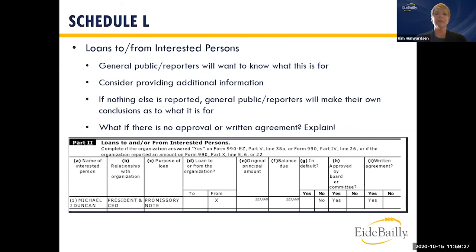So here's an example of a loan that was made from the organization to the president CEO. So you probably want to explain a little bit why this was being done. Now in this case, we're saying it was approved by the board. There was a written agreement, so that's good. I would expect that we're going to see some more narrative down in the narrative section to explain the reason for this loan.